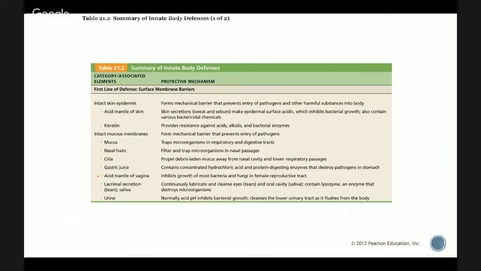So in summary, this table, I'm still not done. We still got to talk about antimicrobial proteins and fever. But what we're seeing here, I'm just injecting it here, is this really nice table, which gives you a nice summary of the innate body defenses. So we have the intact skin, intact mucous membranes, and that gives you the components of these body defenses and tells you what they are and what their mechanism is.